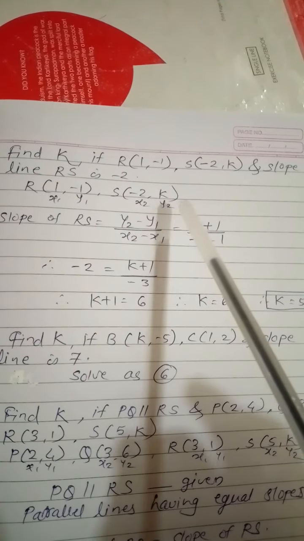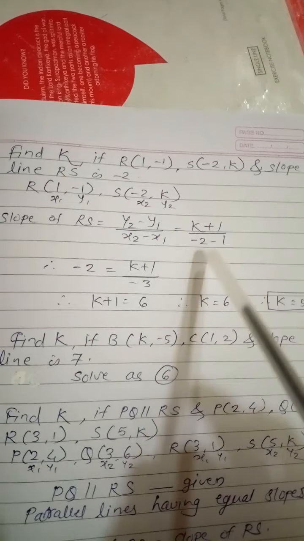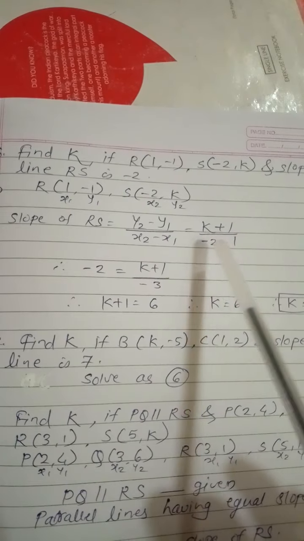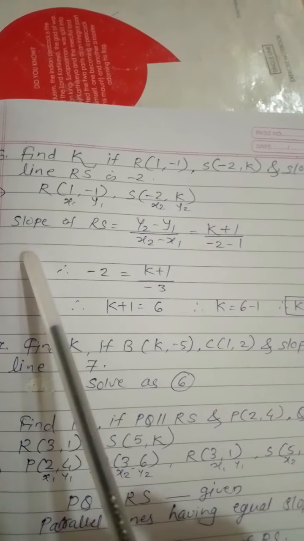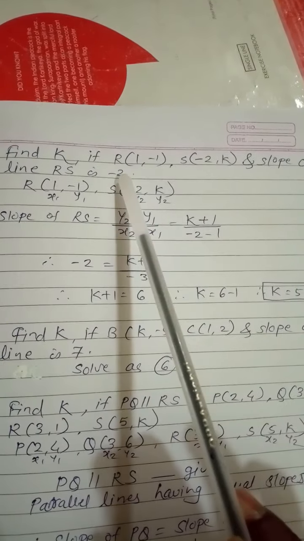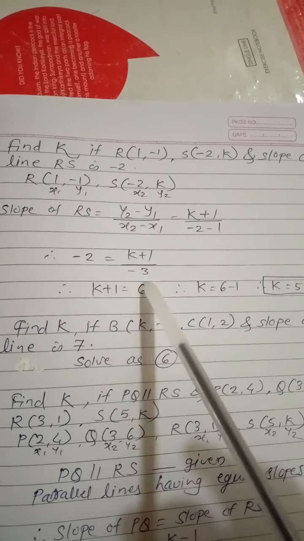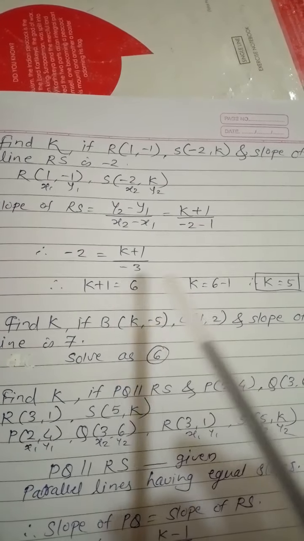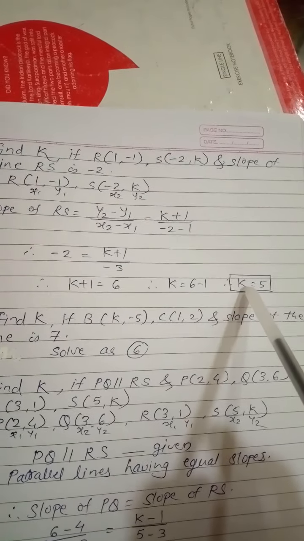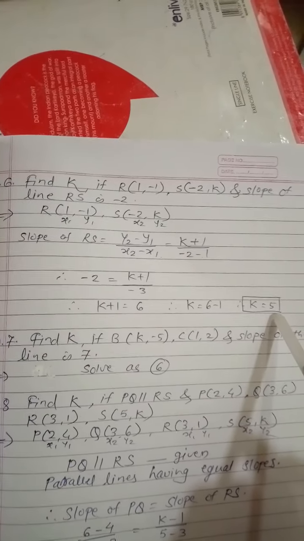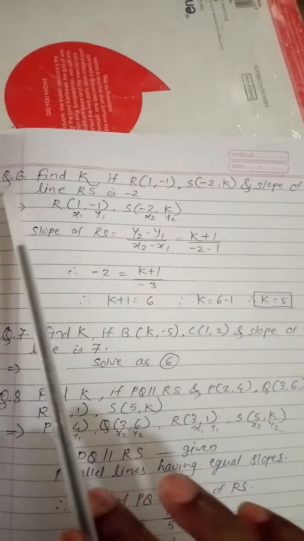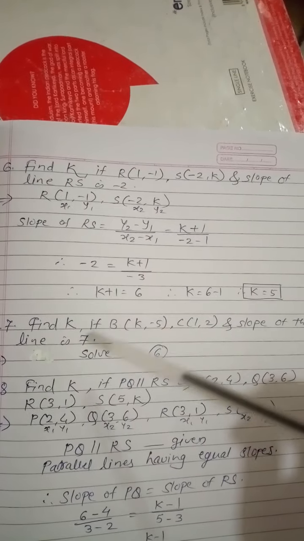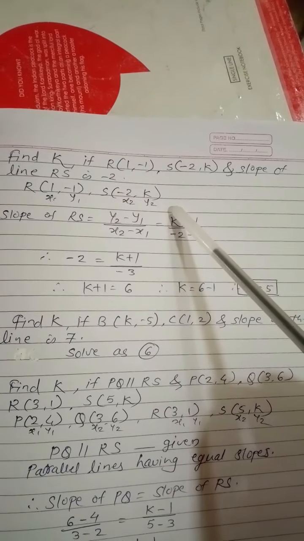Putting down the values, y2 is k, minus minus is plus 1, upon -2 minus 1. So we get k plus 1 upon -3, and the slope is given in the example as -2. Now taking cross multiplication, we get k plus 1 is equal to minus minus plus 6, and by moving this 1 to this side we get the value of k as 5. Question number 6 and question number 7 are almost the same, so we solve question number 7 like example number 6.